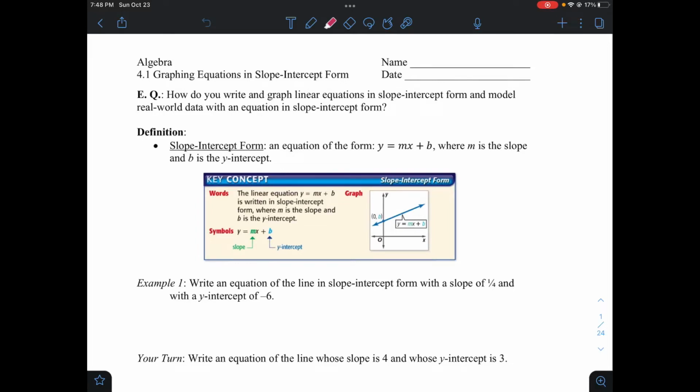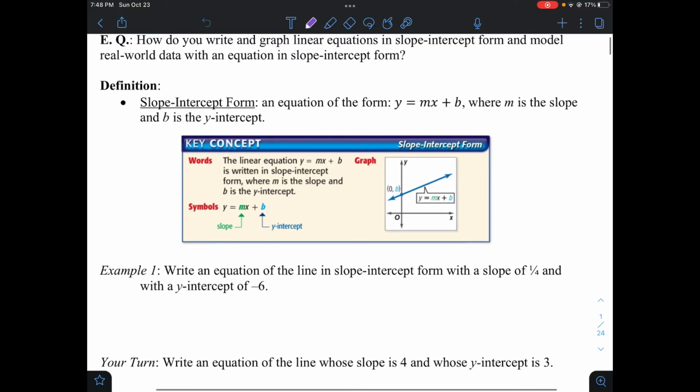Today we are going to cover lesson 4.1, graphing equations in slope-intercept form. So I know a lot of you know this form because every time I've asked you for slope, this is what you've given me. So hopefully you're ready for this today.